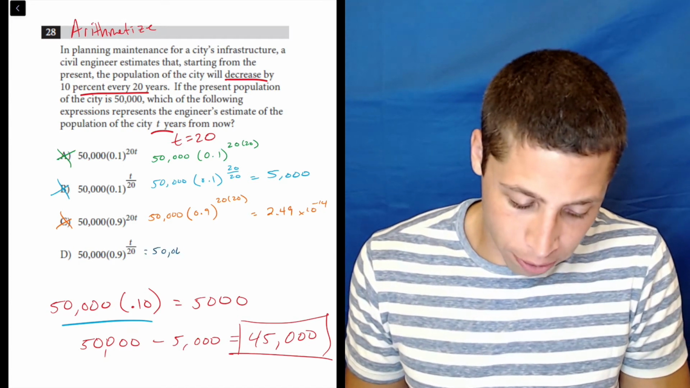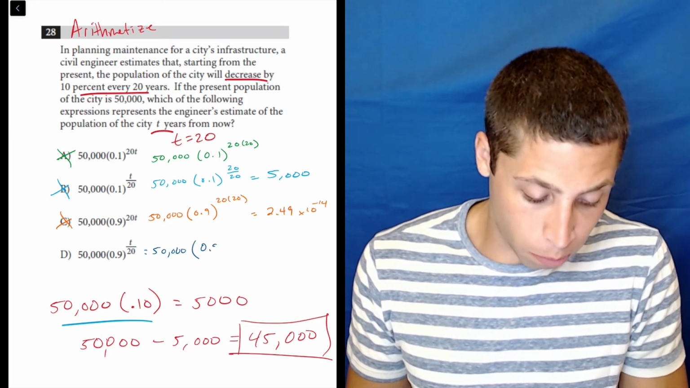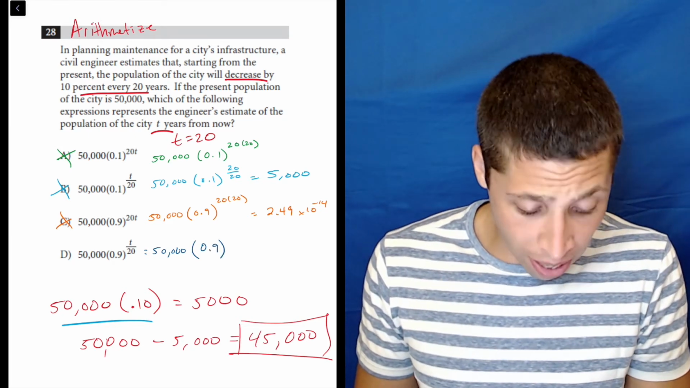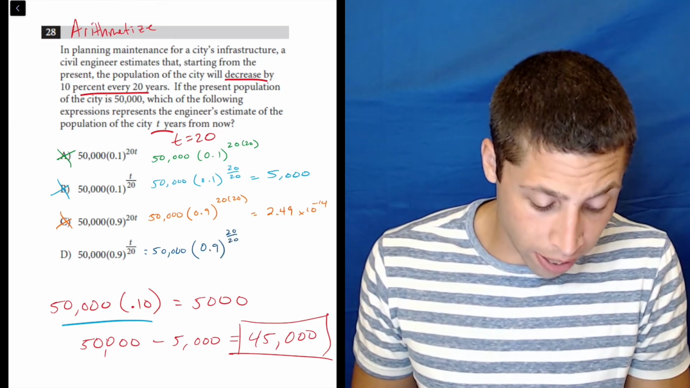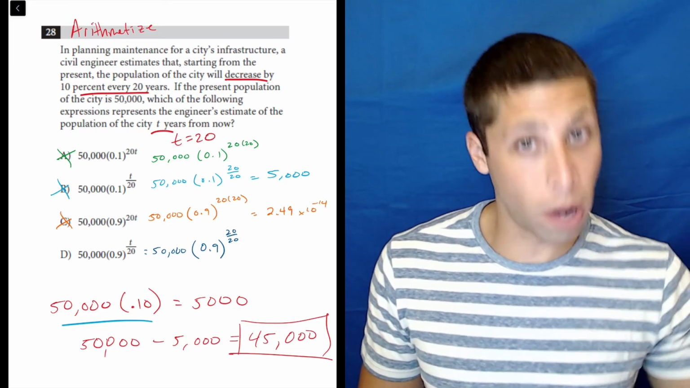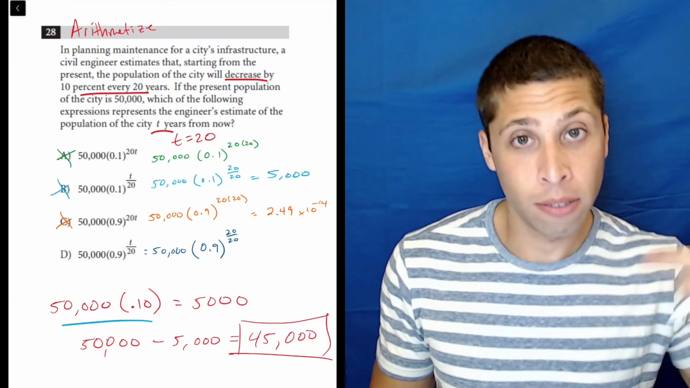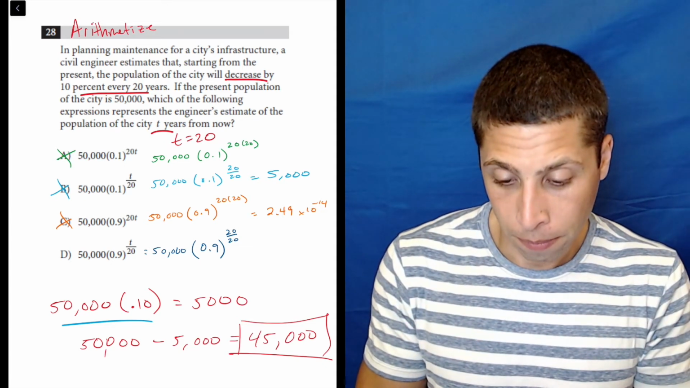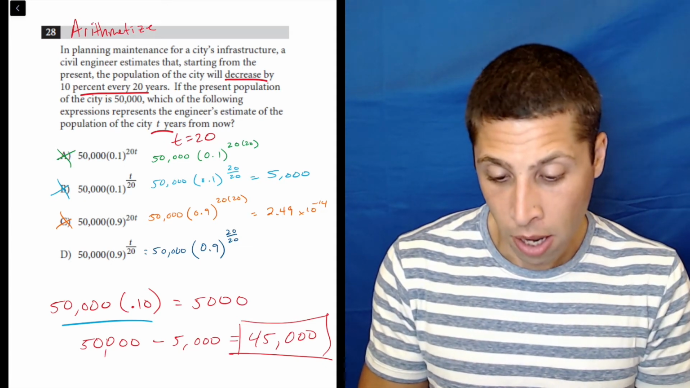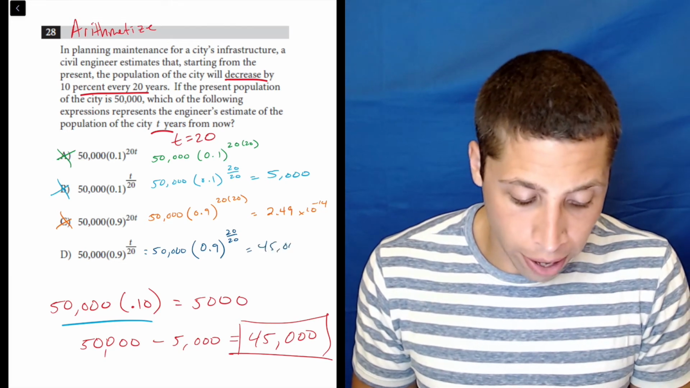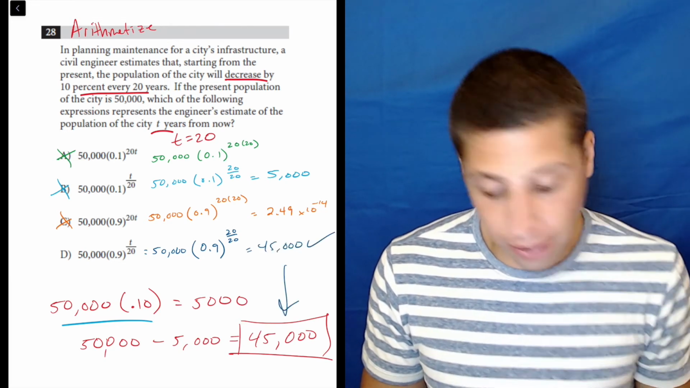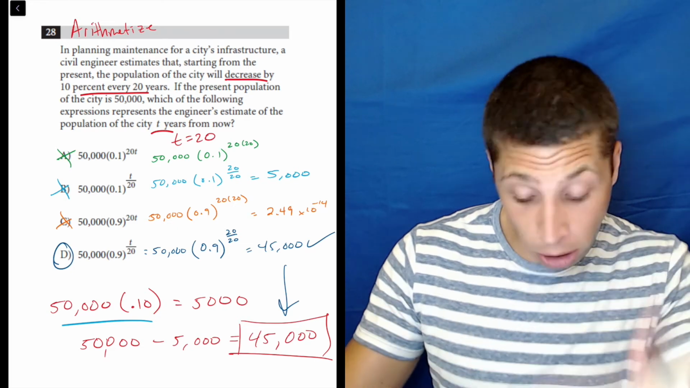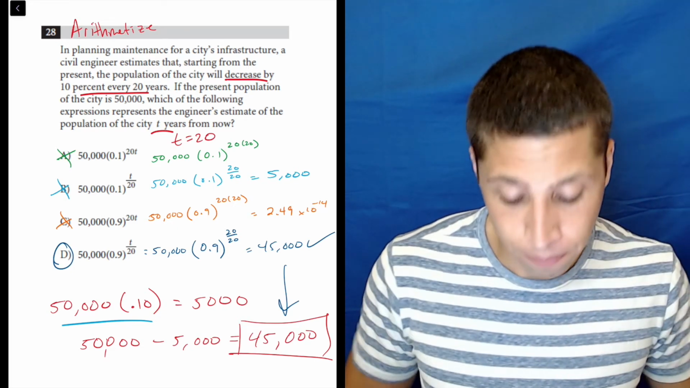So 50,000 times 0.9 to the 20 divided by 20. So again, 20 divided by 20 is 1. So 0.9 to the first is just 0.9. And so 50,000 times 0.9 is 45,000, what I expected. And so there's my proof, hard proof, that D is correct.